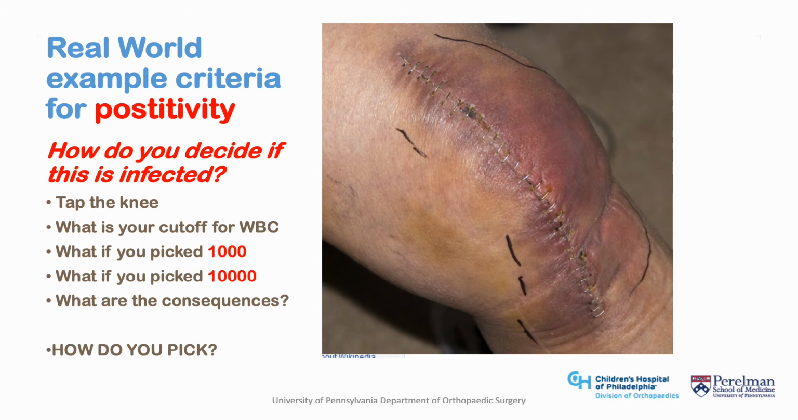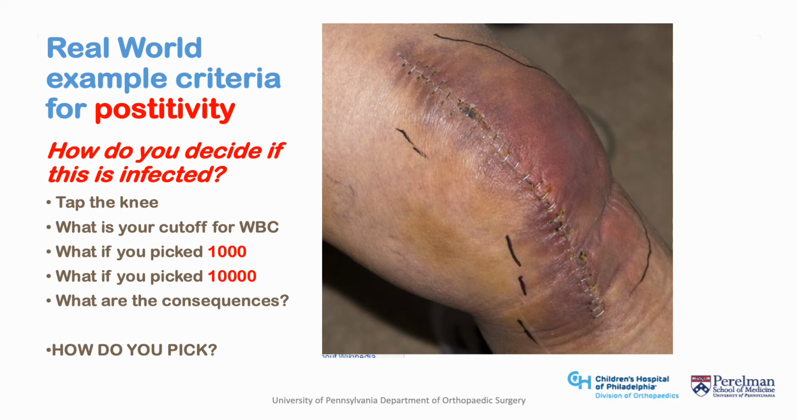Let's take an example closer to home. This nice 70-year-old female, pictured on the right, had a total knee arthroplasty 2 weeks ago and now has pain, redness, and swelling which is increasing. You would like to know if it's infected, so you tap the knee. How do you know if it's infected? By synovial count, right? But what do you choose as your cutoff number?